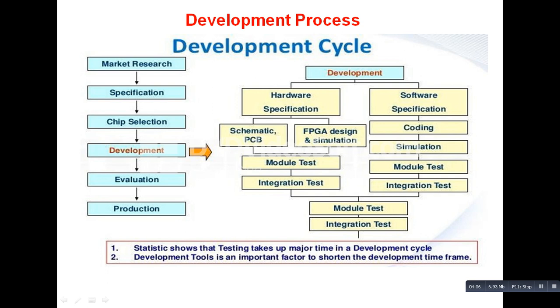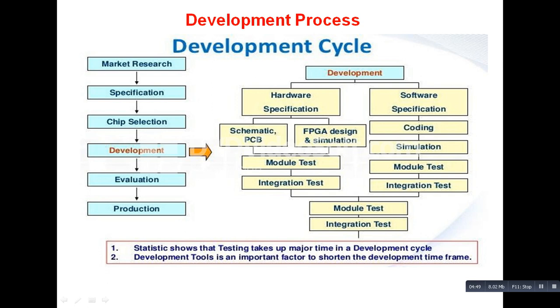First we test the hardware and software combination module wise, and after that we combine all these things in one single unit, and then we perform the integration testing. After performing all these, we develop one system, and then we evaluate that system, and then we go for the production. Statistics show that testing takes up major time in the development cycle, because testing is very important. We perform the module wise test and integration test, therefore testing is very important in this development life cycle.